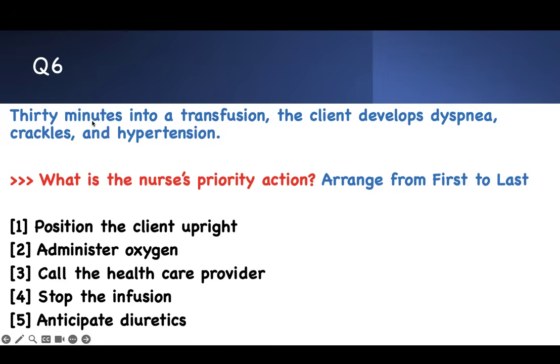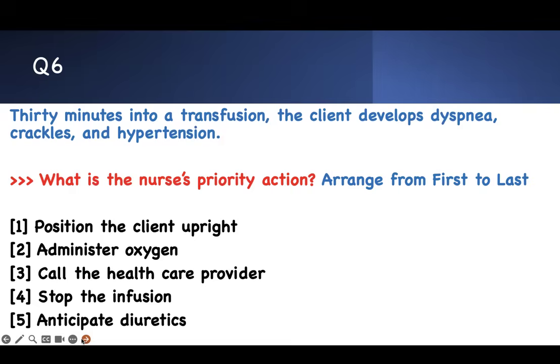Do you position the patient upright? Do you give them oxygen? Do you call the healthcare provider? Stop the infusion and prepare to give them a diuretic. Which action should be the first thing? Think about it. The patient is getting fluid and having circulatory overload. What do you think? Dyspnea, crackles, hypertension. How would you approach it? How good is your prioritization? And therefore, what would you do? Do you call the doctor right away? Do you prepare to give them a diuretic? Do you stop the infusion? Do you position the patient upright? Think about it. There is a poison going in. Therefore, what would I do?